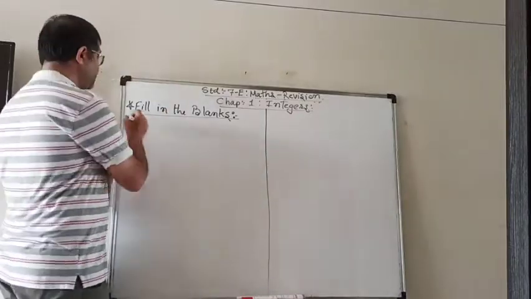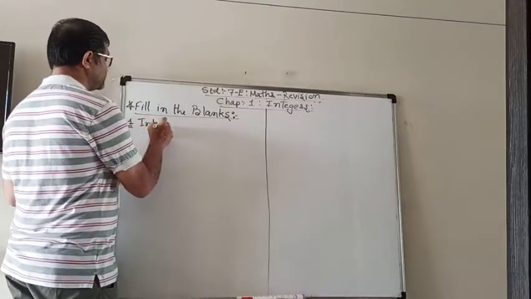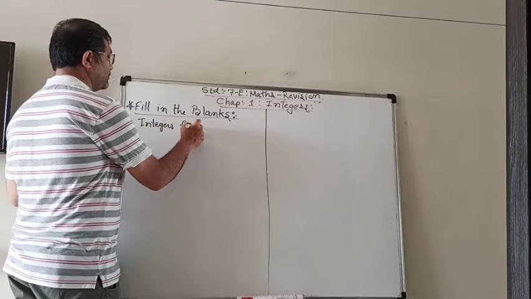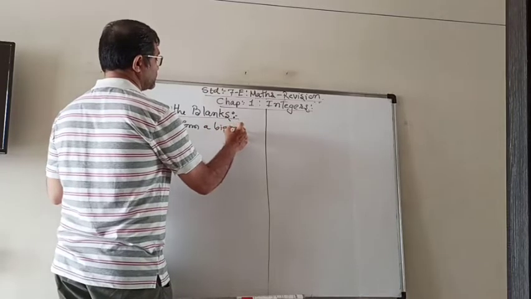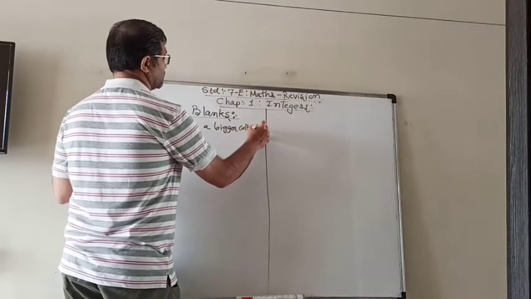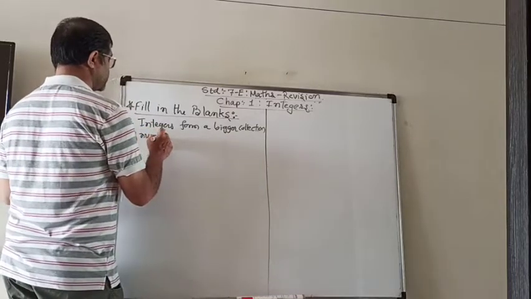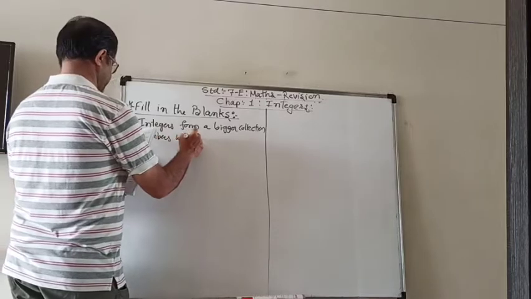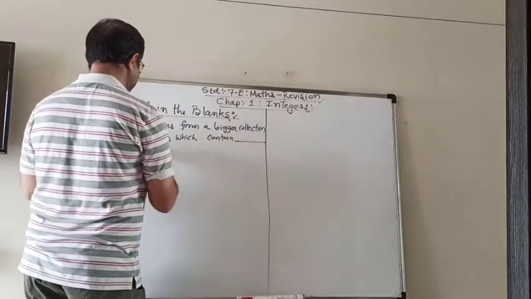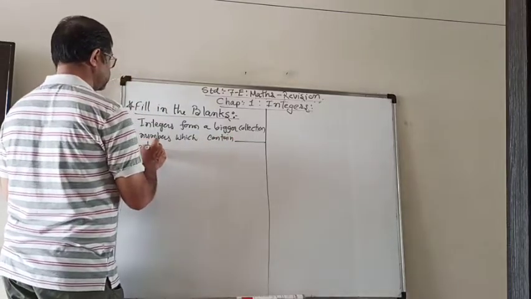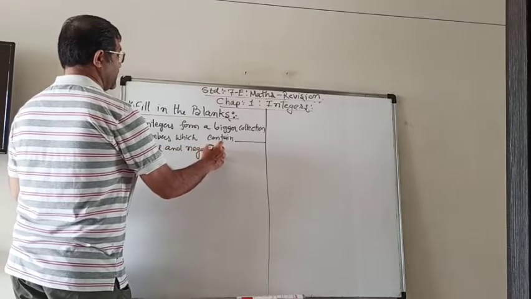Let's do the first blank. Integers form a bigger collection of numbers which contain blank numbers and negative numbers.